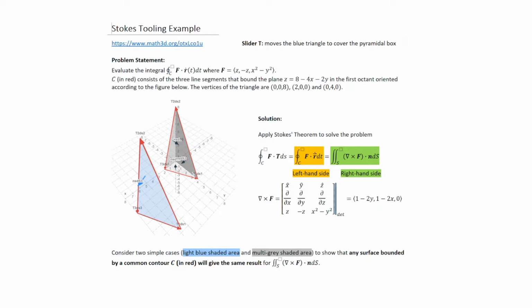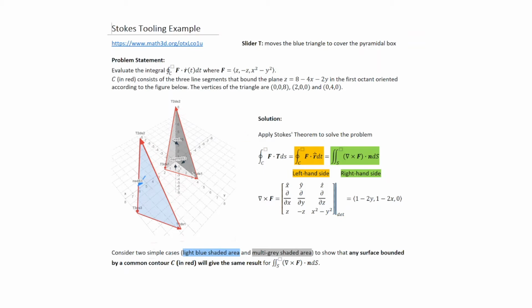And the slider T in the graphics moves the blue triangle to cover the pyramidal box. So for instance, this blue triangle will move towards here and sit on top. You can see this is almost like a top face and then three triangular inner surfaces. But this set of red lines and this set of red lines are essentially identical to each other.